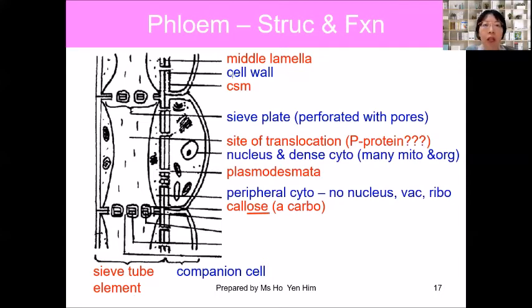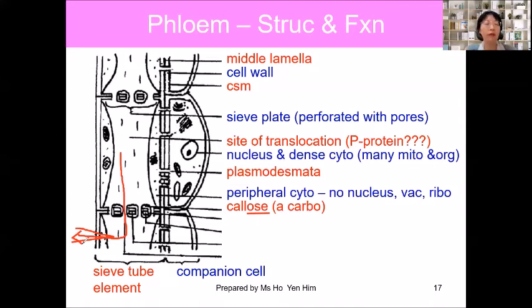So why is there a callose here? Callose function is like blood clotting. So what happens is like this: if there's an injury somewhere here, right? So there's a cut, okay? There's an injury here. So what happens is the transported material, the precious sucrose, amino acid, vitamins, everything might start to leak out from the sieve tube.